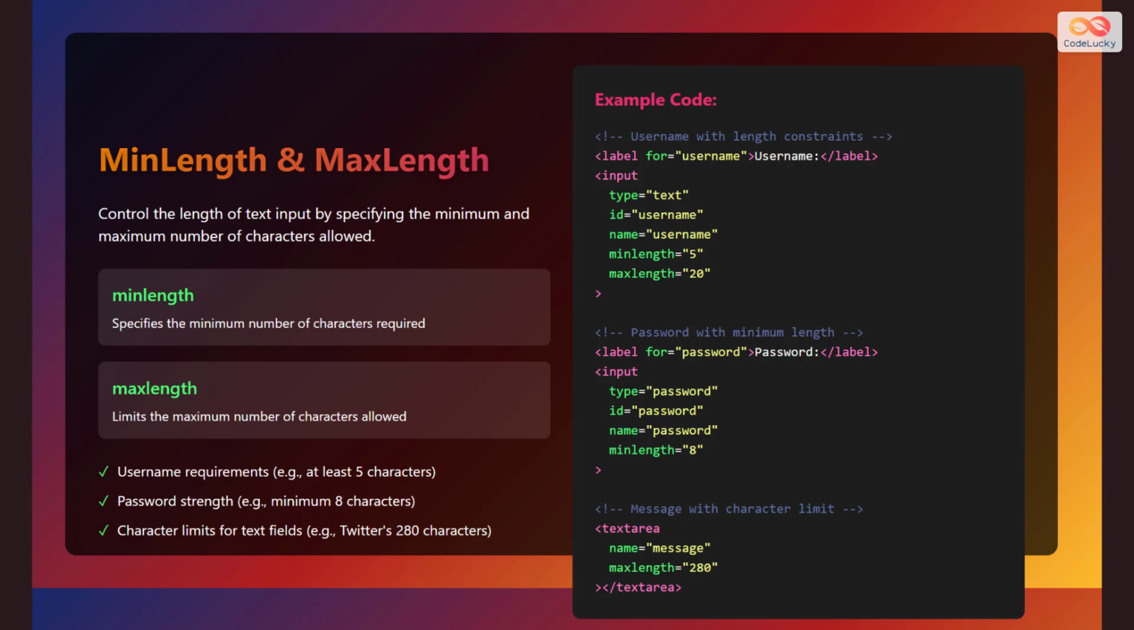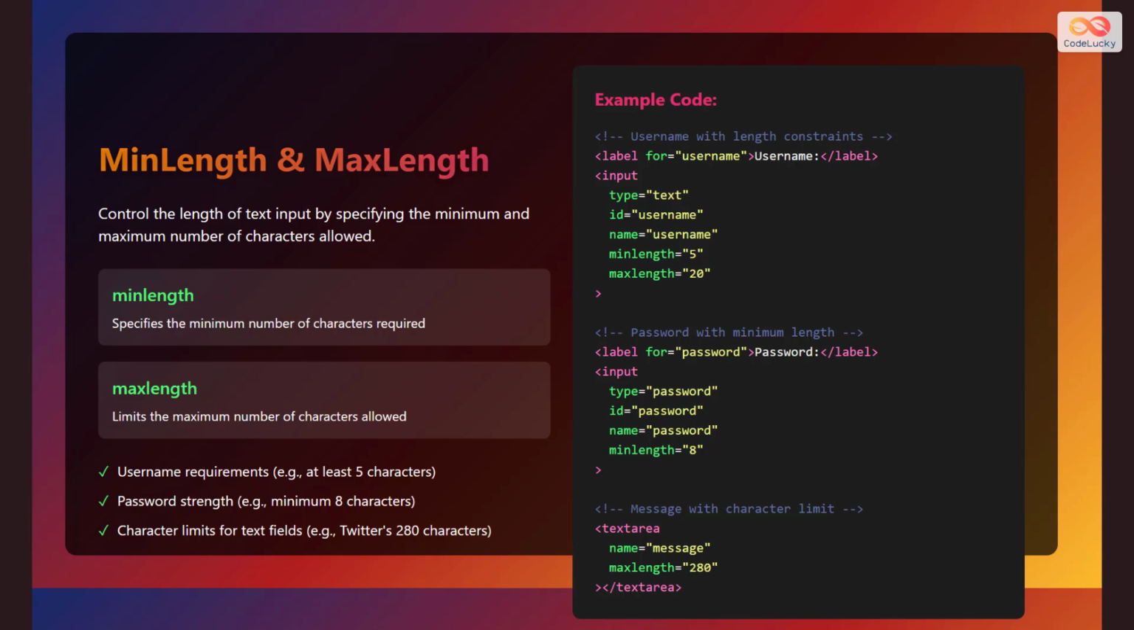Control the length of text input by specifying the minimum and maximum number of characters allowed using the minlength and maxlength attributes. The minlength attribute specifies the minimum number of characters required. The maxlength attribute limits the maximum number of characters allowed. Some use cases include username requirements, such as at least 5 characters, password strength, such as a minimum of 8 characters, and character limits for text fields, such as Twitter's 280 characters.